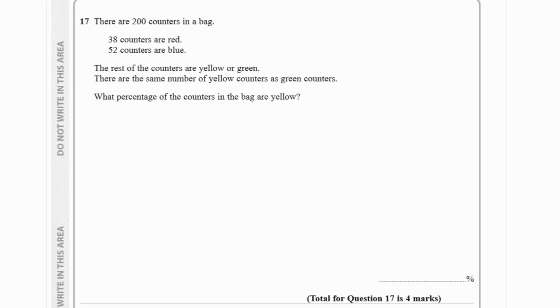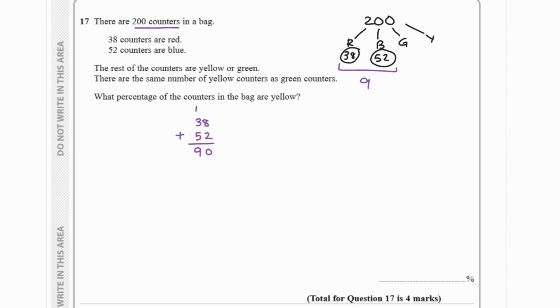Number 17. There are 200 counters in a bag. 38 counters are red, 52 counters are blue. The rest of the counters are yellow or green. There are the same number of yellow counters as green counters. What percentage of the counters in a bag are yellow? So in order to find that, we can first add 38 and 52, which gives us 90. So we know that the red and blue all together are 90. So in order to find how many green and yellow we've got, we would do 200, take away the 90, and that would leave us with the green and yellow counters.